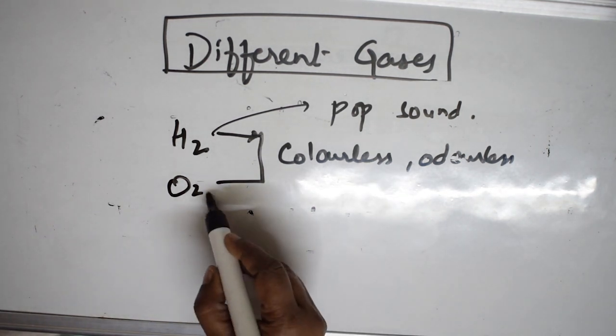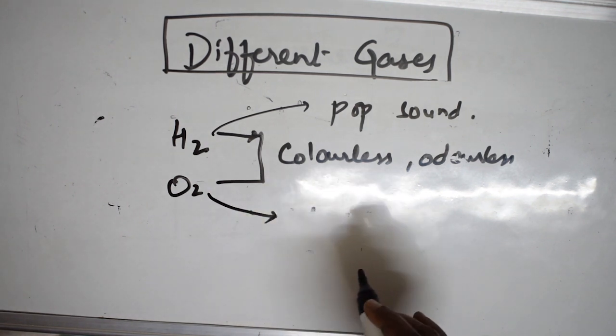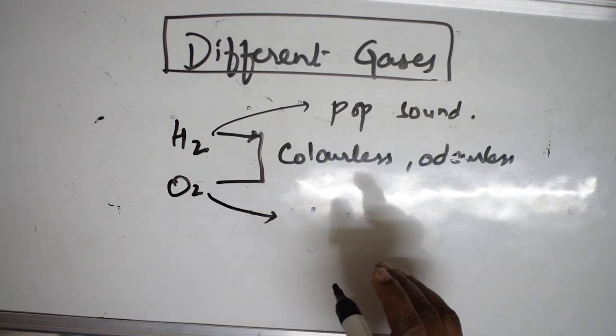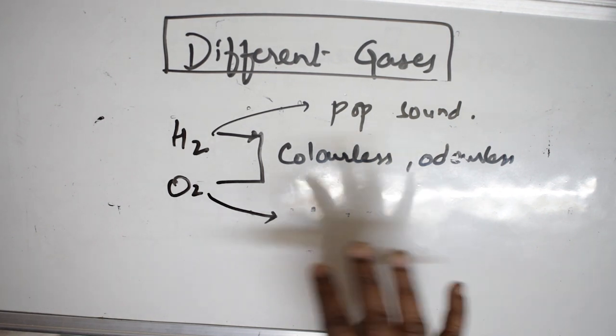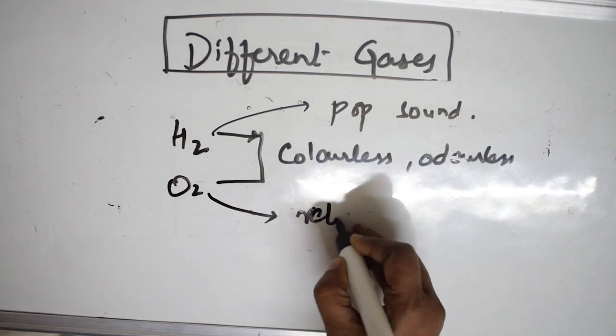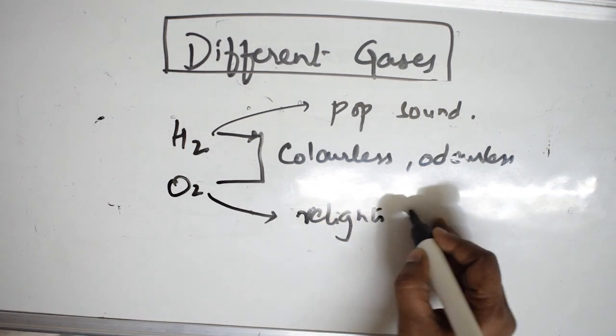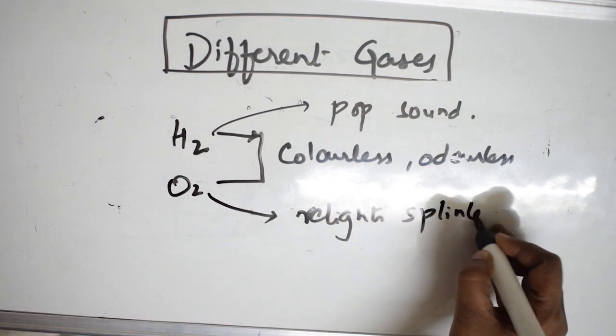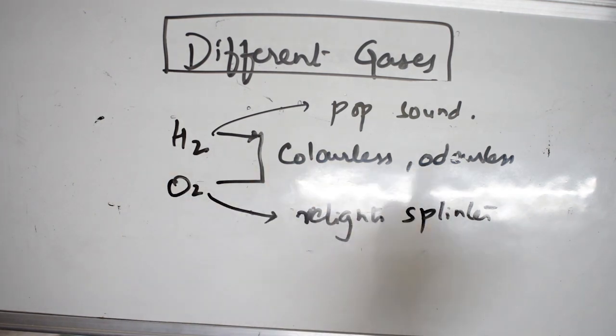Suppose oxygen is there. You hold a splinter and it relights the splinter. Even if the splinter is off, if oxygen is present, it relights the splinter. You understood students? If it is hydrogen, it shows the pop sound, and it is colorless and odorless.